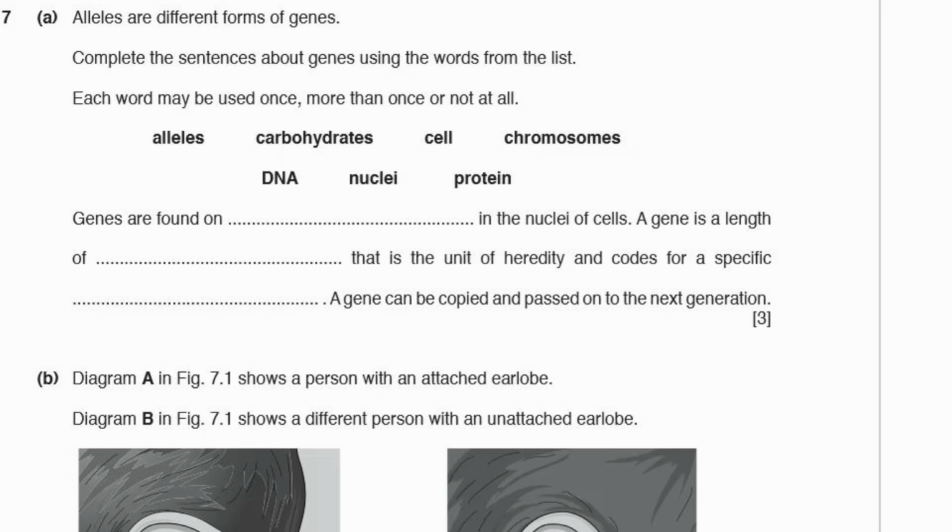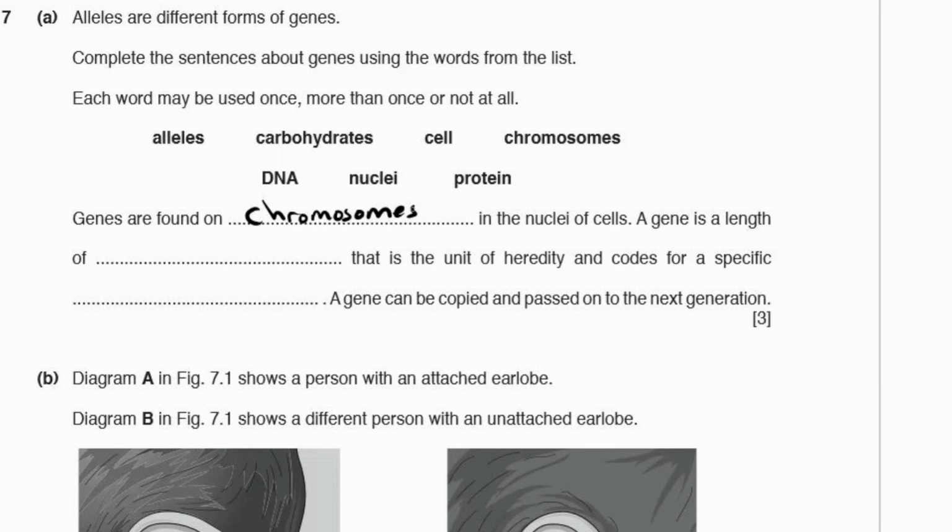Okay, so genes are found on chromosomes, in the nuclei of the cells. They're part of the chromosome. You have different types of genes, which are called alleles. They're found as part of the DNA, and the DNA is in the nucleus, but they're actually on the chromosomes.